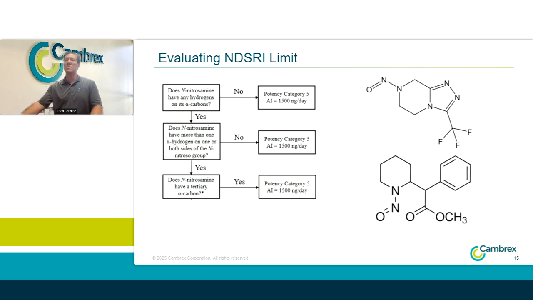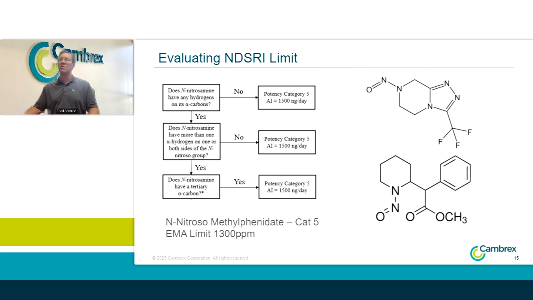And so that is the nitrosomethylphenidate, which comes up as a category 5. This is a known and listed compound within the EMA limit with 1300 ppm. So you can see that the question and answer decision tree does tie closely to the current limits for some of the nitrosamine impurities that we have toxicology data for.